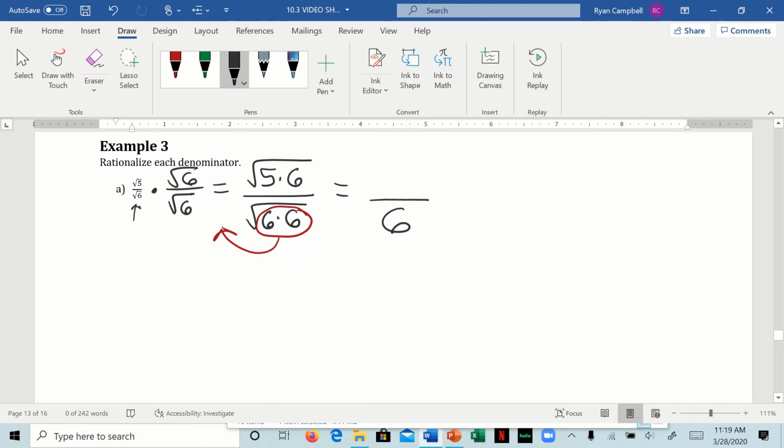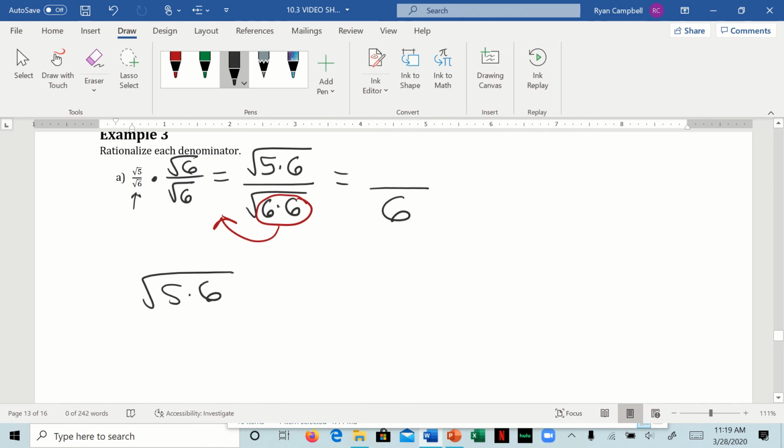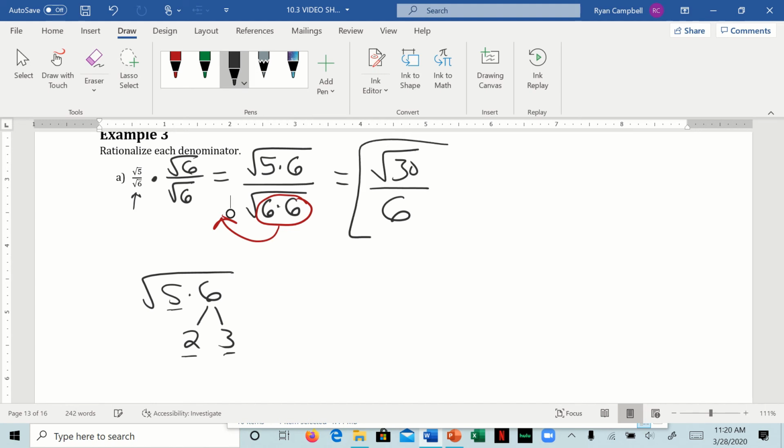Now with the top, we have the square root of 5 times 6. You can multiply that out, or since we're going to have to separate them anyway, you can see that we get 2 and 3. Well, there's no pairs to be had here, so we've got to multiply all those together. So we end up with the square root of 30 over 6. That's the rationalized form. You still want to make sure to always simplify when you're doing anything with radicals. So you may end up having to simplify things a little later.